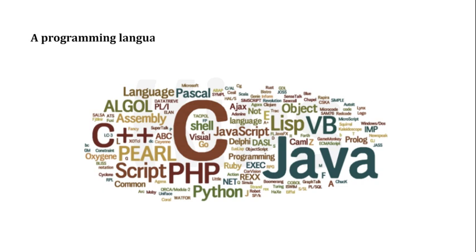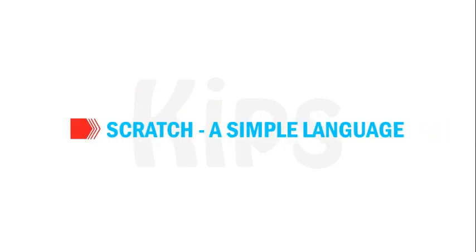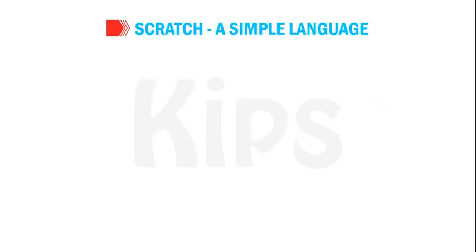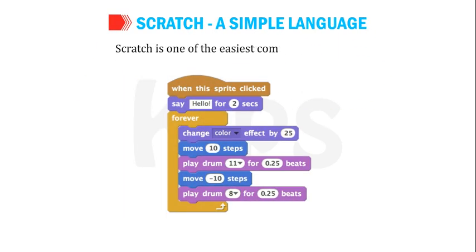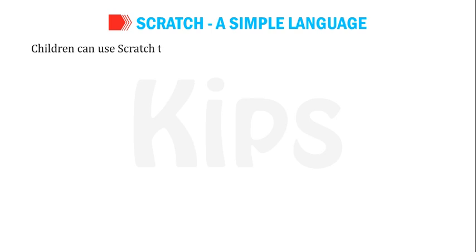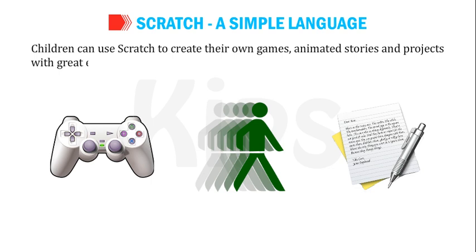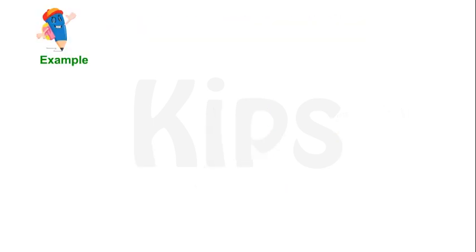A programming language has a set of instructions using which you can make the computer do an activity that you plan. Let's learn about Scratch, a simple language. Scratch is one of the easiest computer languages. Children can use Scratch to create their own games, animated stories, and projects with great ease. Okay, students, let's learn it with an example.